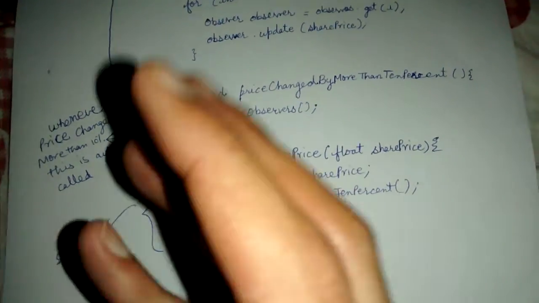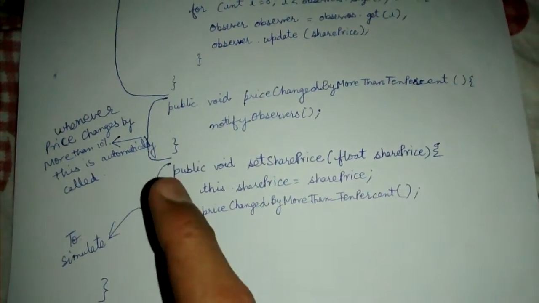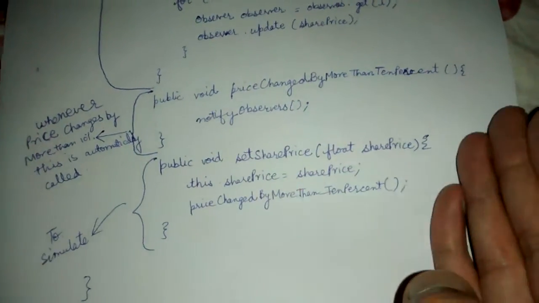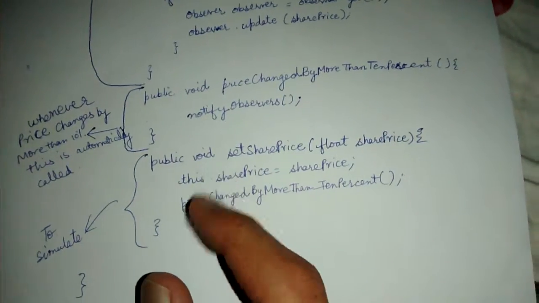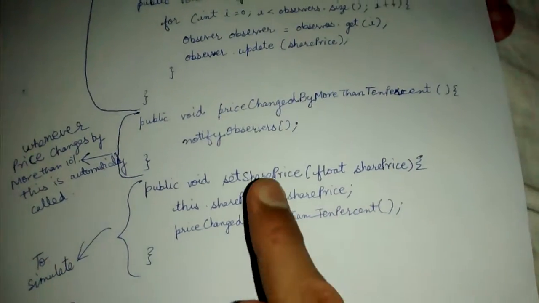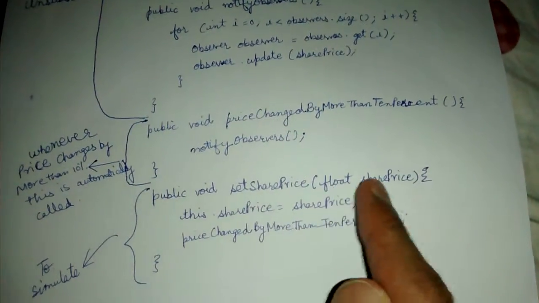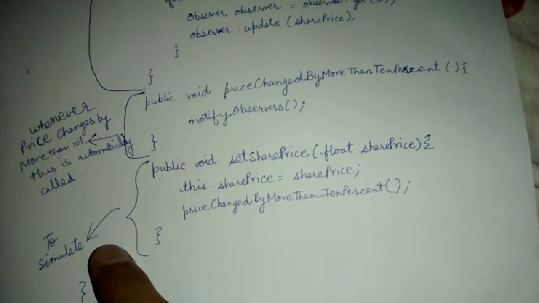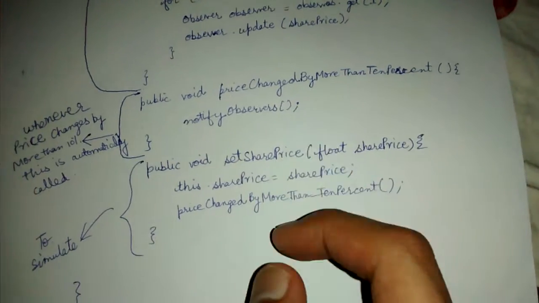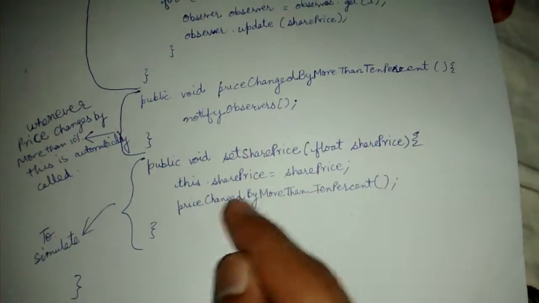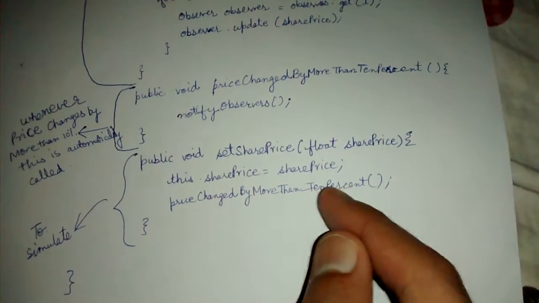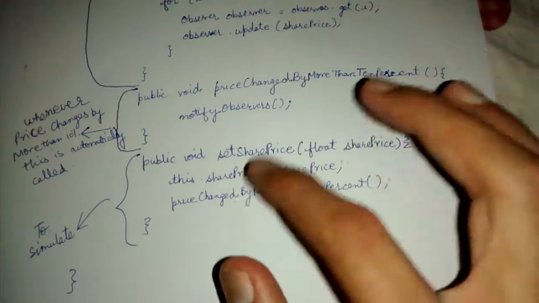That is, the event is created somehow. Observer design pattern deals with just when the event is created, we notify our observers. Okay, so here is a simple setter for our attribute share price. We set the share price, and to simulate the price change by more than 10% event, we let that event occur here. That is, we call this method deliberately.